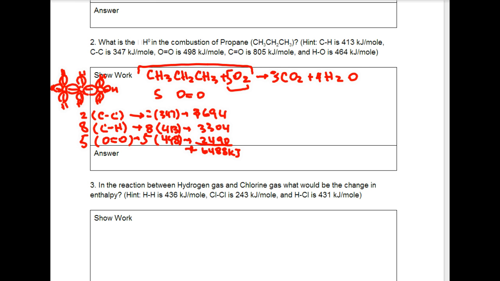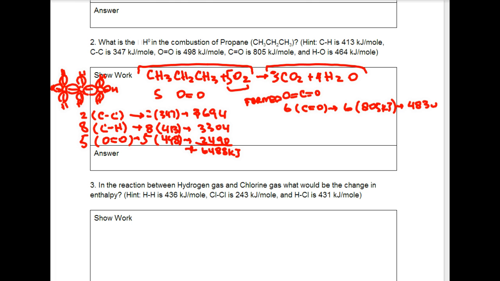So we calculated all the reactants, and now we need to do the same for the products. So these are the ones that are being formed. CO2, we know, has that kind of a structure. So there's 2 of the C double bonded O's in each molecule, and there's 3 molecules worth, so 3 times 2, 6. So 6 times 805, and that should get you 4830 kilojoules. And then we also have H2O, which is that.